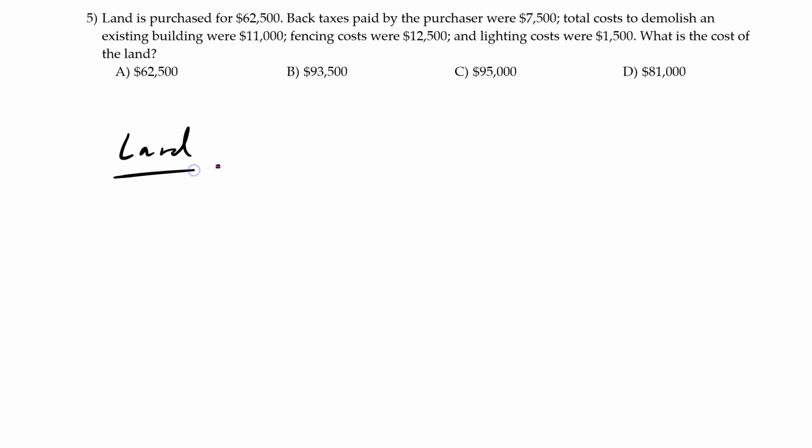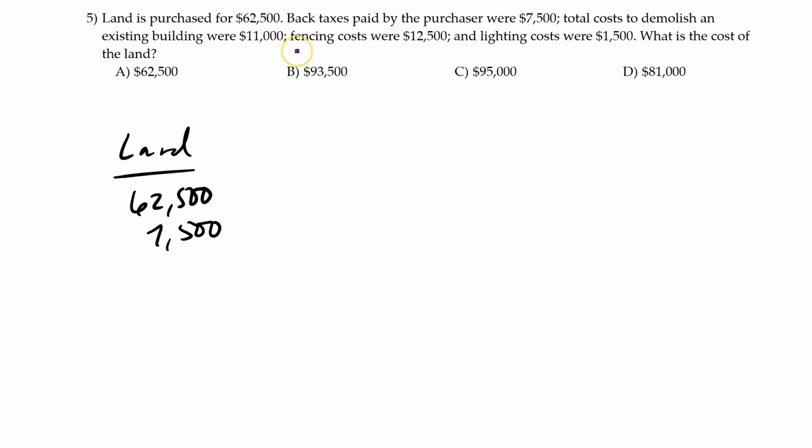So remember that all of the costs for an asset, what makes up the cost of an asset, are all of the costs incurred to get the asset ready for its intended purpose. So let's look at these costs and see which one of them goes to land. Land was purchased for $62,500. Well, clearly that is a cost of land. There were back taxes that we had to pay. Well, we had to pay that on that land, so clearly that's part of the cost of land.